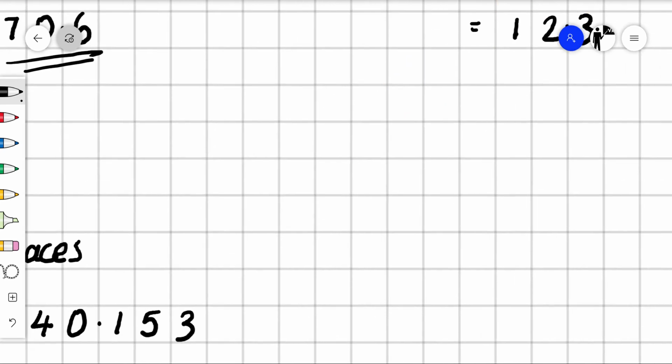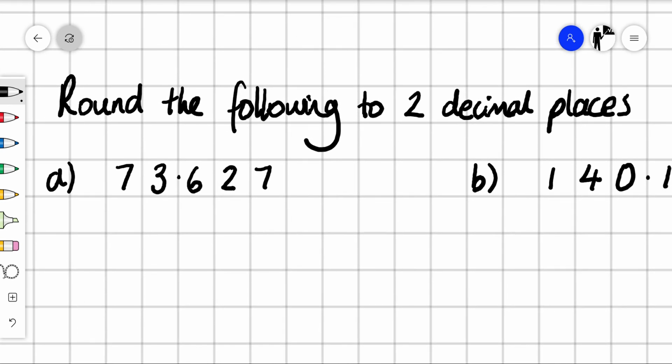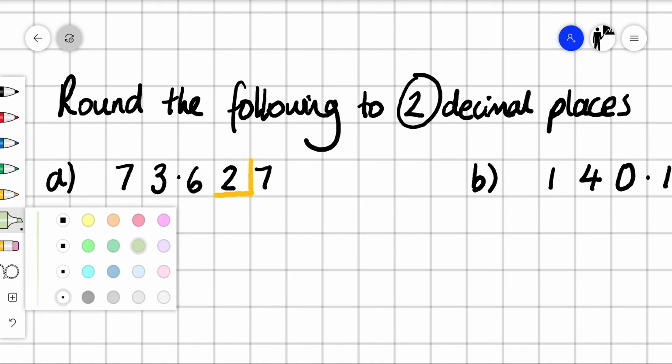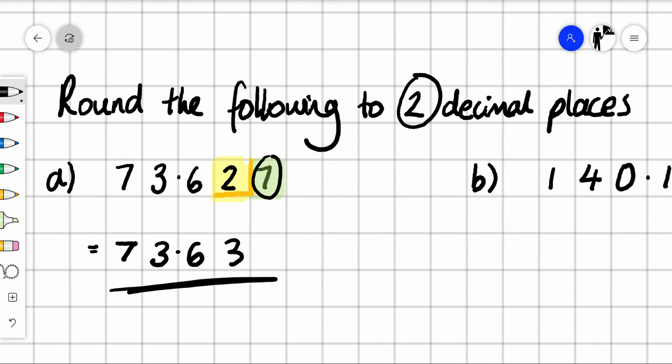Okay, one final wee set of examples here. We're going to round these ones to 2 decimal places. 73.627. Because we're going to 2 decimal places, my backwards L is going to go after the second number after my decimal point. If it was 3 decimal places, it would go after the third number. Okay, because it's going to 2 decimal places, I'm going to have 2 numbers after the decimal point in my final answer. So this number will stay the same or go up by 1 depending on this number here. We can clearly see that this number is bigger than 5, so therefore the 2 will be rounded up to a 3. So my final answer is 73.63.